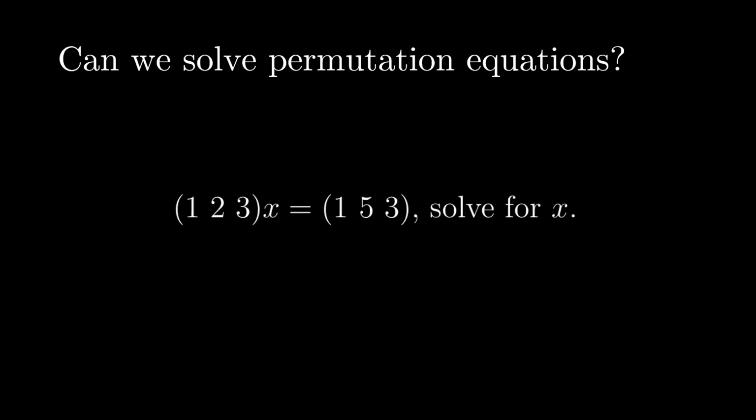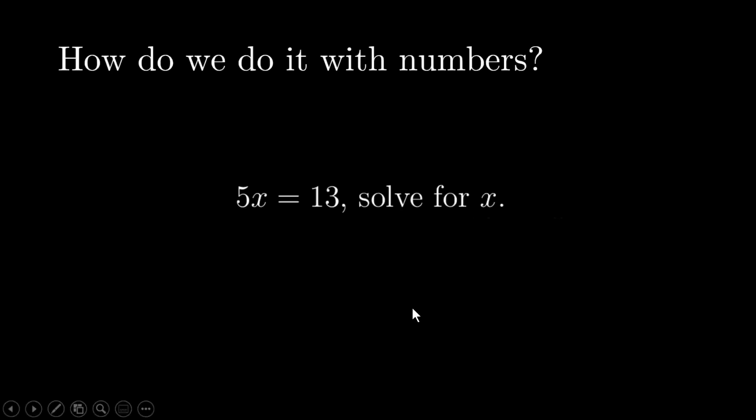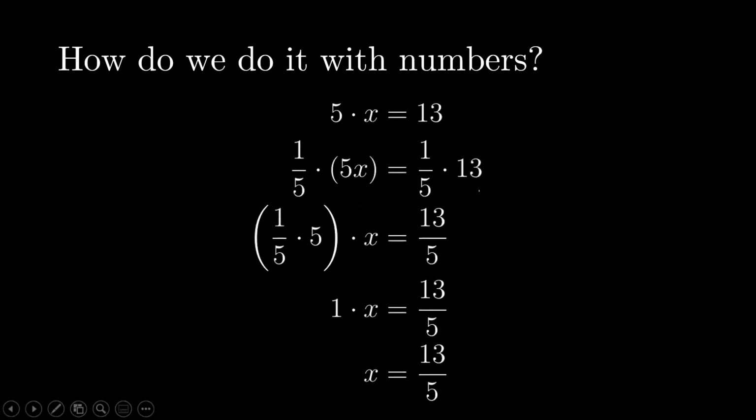Okay. The way we would approach this, let's think about how we would do it with numbers. If we want to do algebra with numbers, we have 5 times x is 13. How would we solve for x? Well, we have a tried and true method of multiplying by the reciprocal to isolate x on one side of the equation. And what's the reciprocal? So why do we care about the reciprocal? If we multiply 5 by its reciprocal, 1 over 5, we get 1.